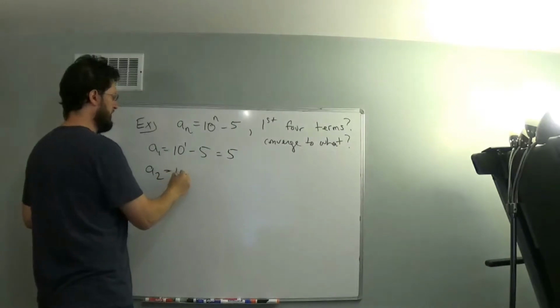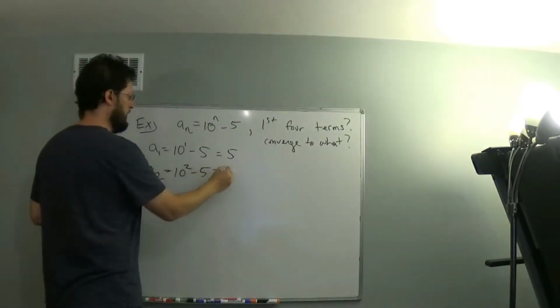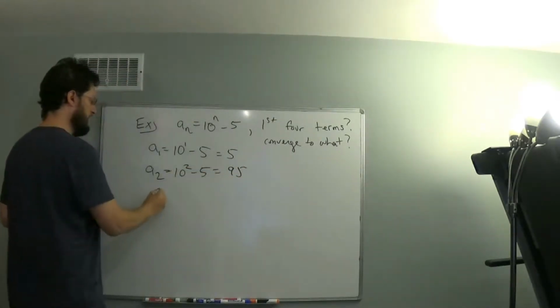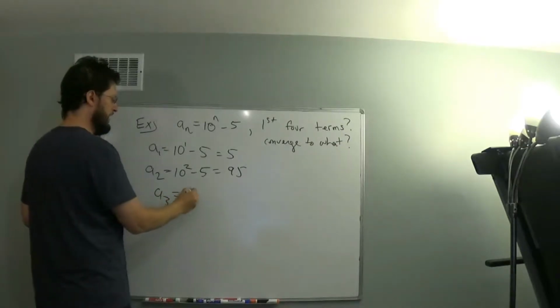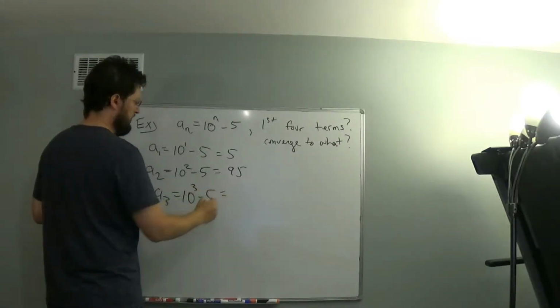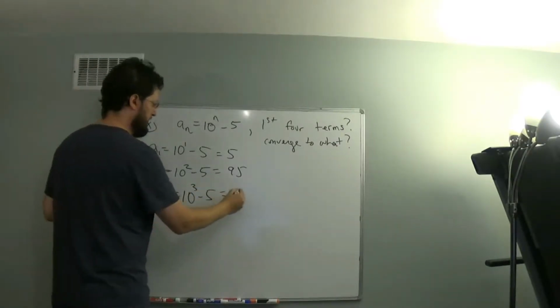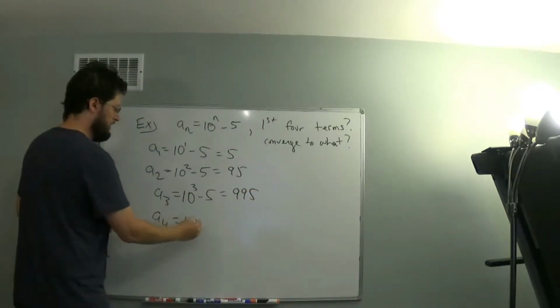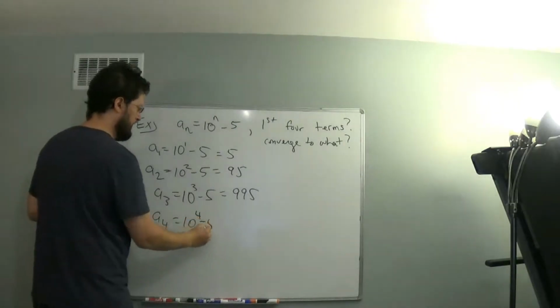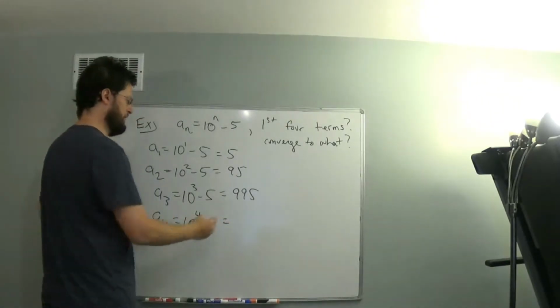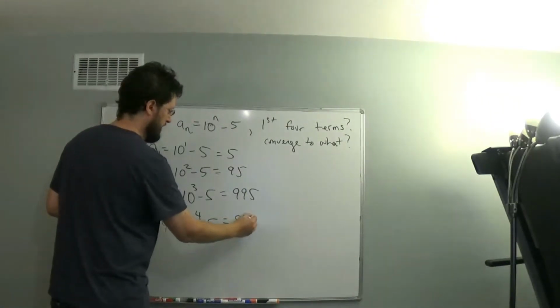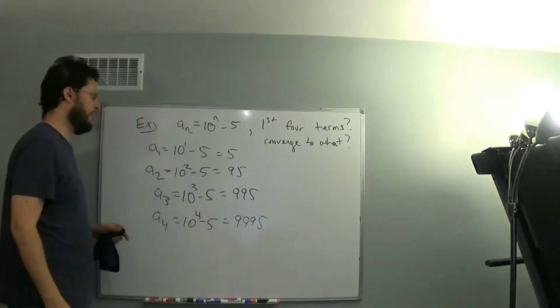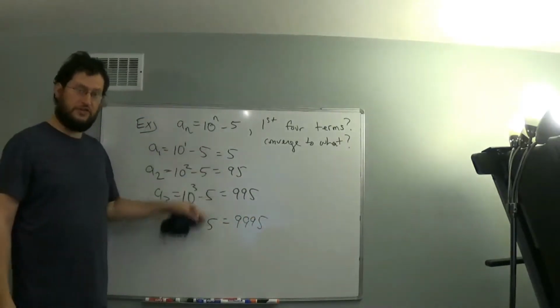a2 will be 10 squared minus 5, which is 95. a3 will be 10 cubed minus 5, which is 1000 minus 5, which is 995. a4 is 10 to the 4th minus 5, which will be 10,000 minus 5, which will be 9,995. These are the first four terms.